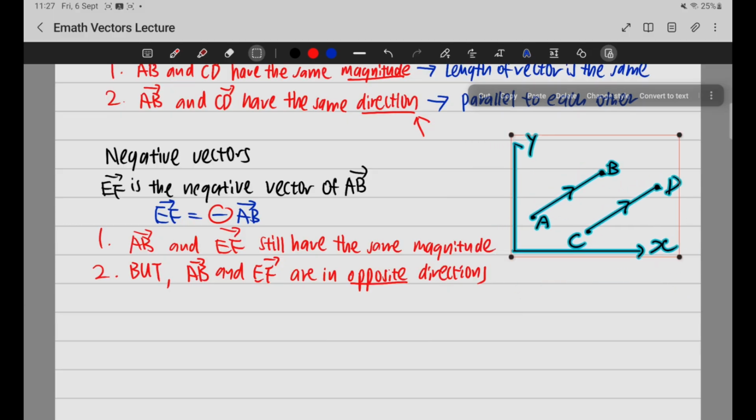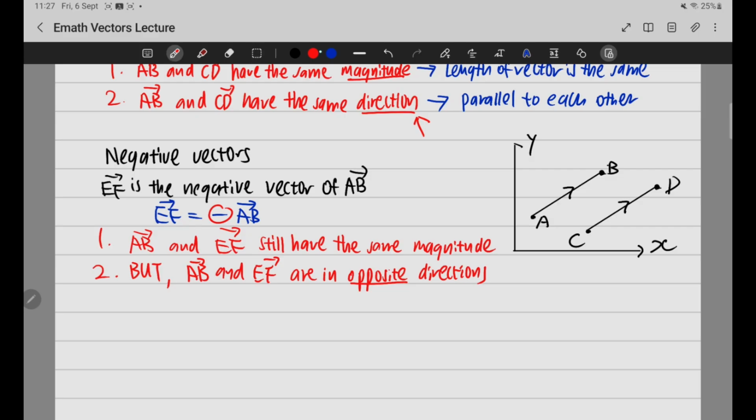That means in this case, this is our original AB, right? Original AB. Now we have EF. Let's say this is E, this is F. So EF now is negative AB. That means EF is now in this direction. So this is E, F.